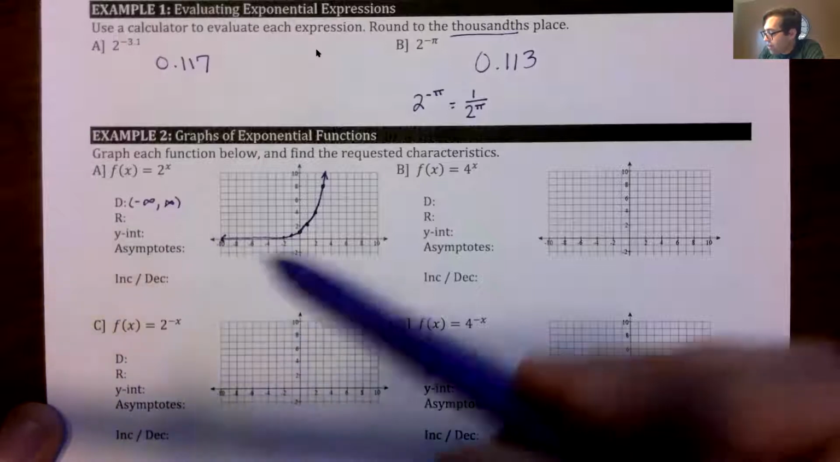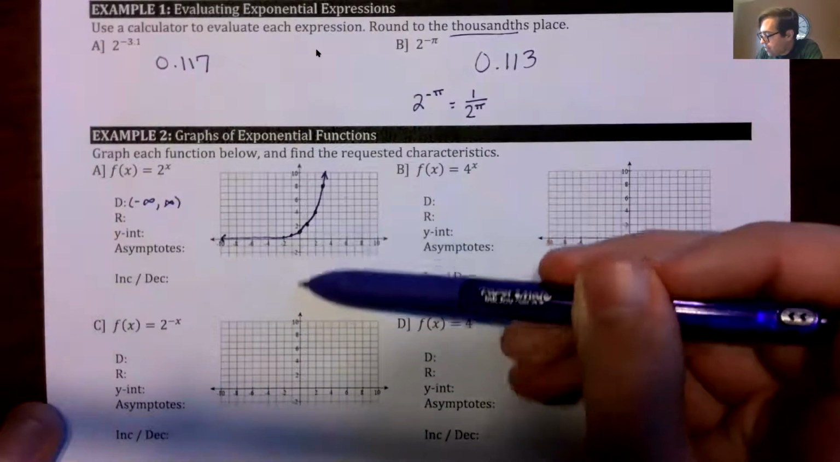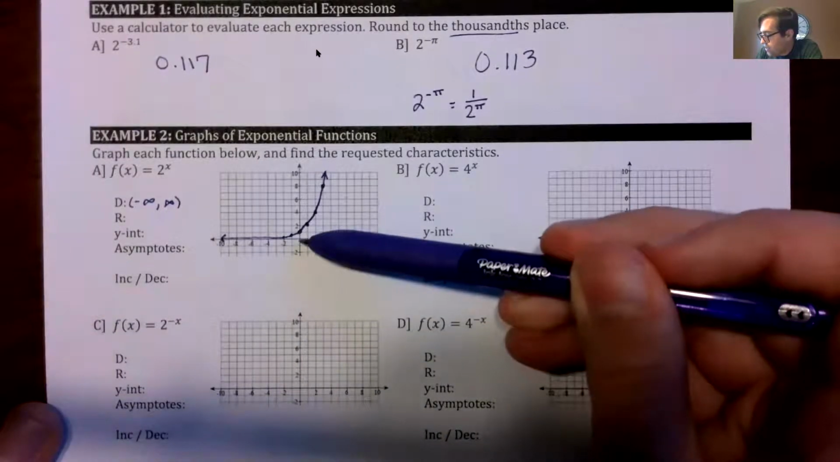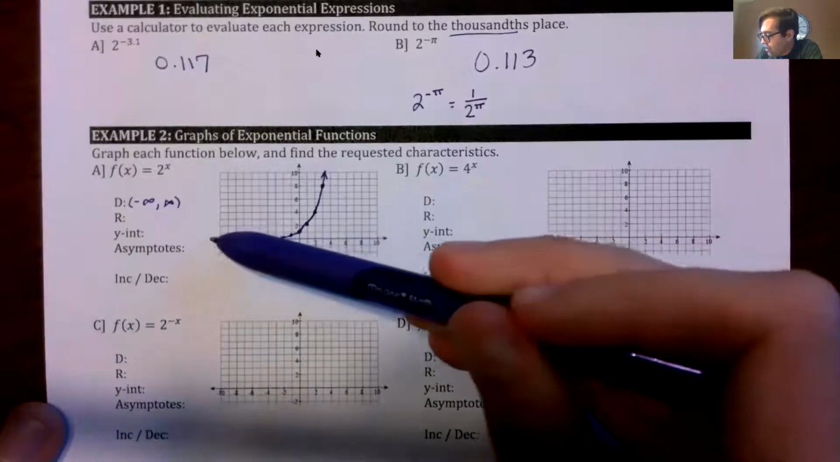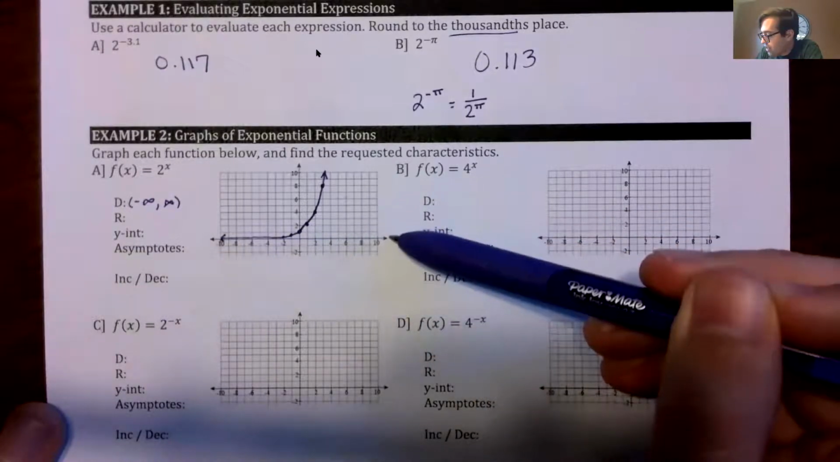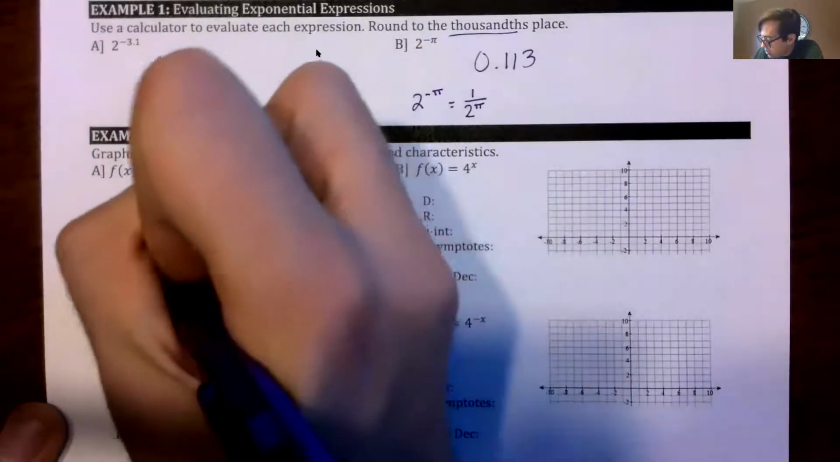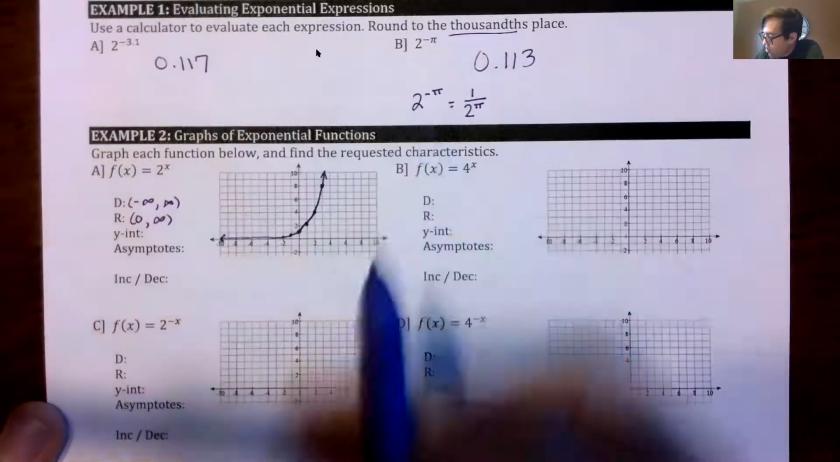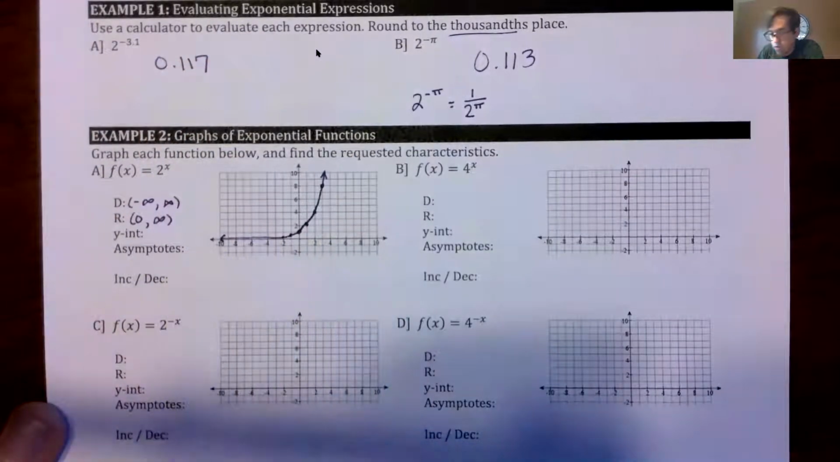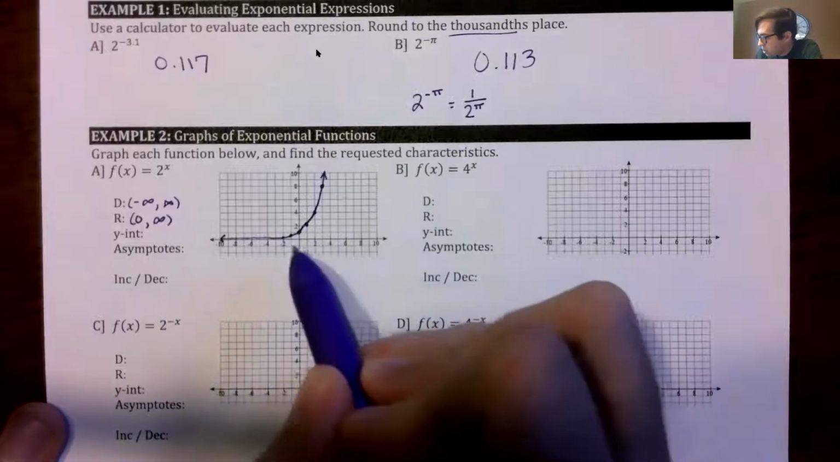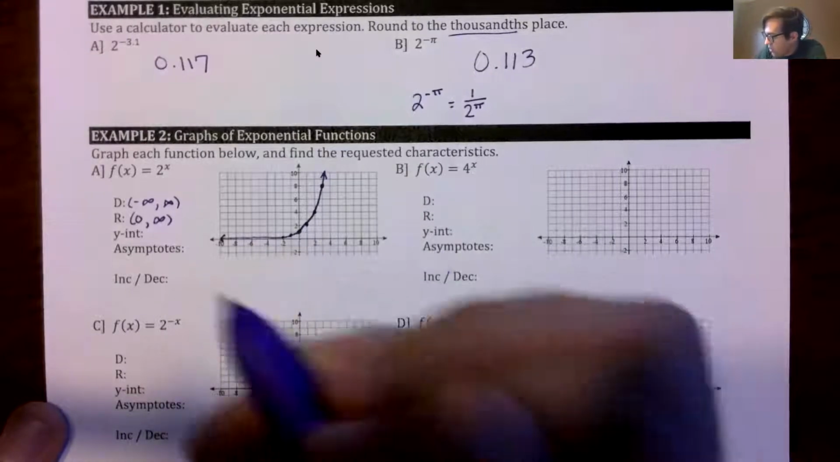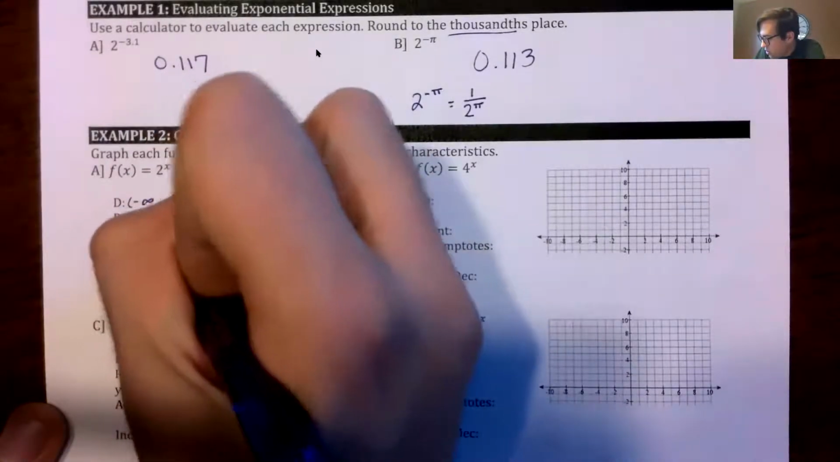So for the range, we don't want to include anything down here on the y-axis. And in fact, we'll never even hit the x-axis. So we're going to start at 0 and go up because we've got a horizontal asymptote right there. So we'll never touch the 0. And the y-intercept is right here at (0, 1).